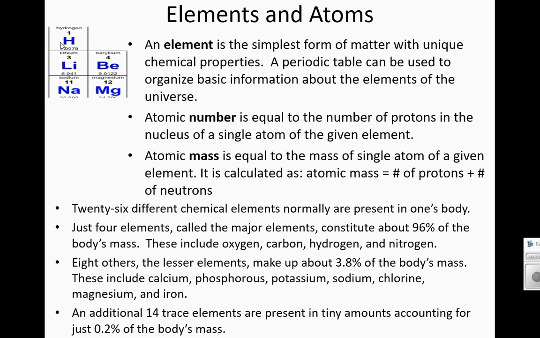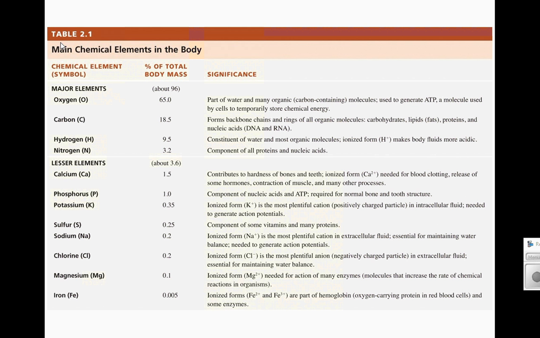Magnesium we don't talk too much about. We do talk a little bit about iron. It's important in our blood as a key component for hemoglobin. Without iron, we wouldn't be able to transport oxygen, and that's absolutely essential for life. And then there's an additional 14 trace elements. They're very, very small in amounts, just 0.2% of our body's mass.